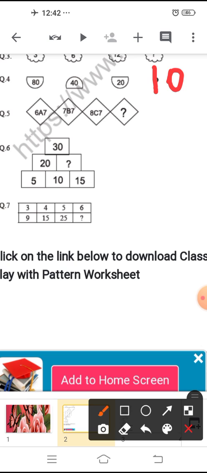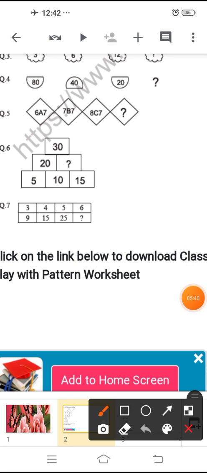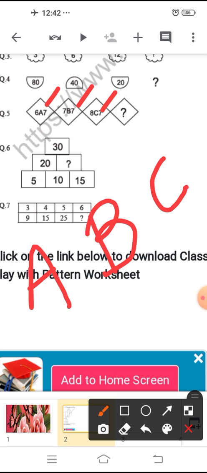Okay. Now come to question number 5. They have given you some patterns. Here they have written 6A7, 7B7, 8C7. First of all, we will check what is common between them. 7 is common in all. And they have taken the alphabets in increasing form. How? A, B, C.